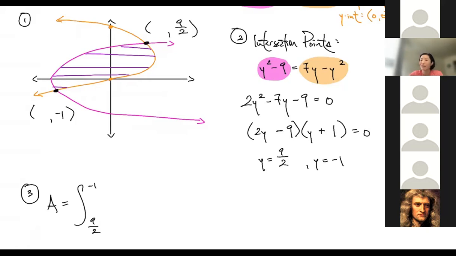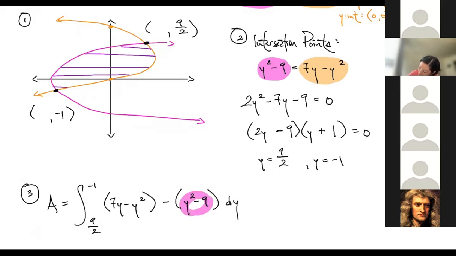Turns out when everything is sideways, none of them are the top function, but what we're looking for is which one is to the right, so which one is more positive, and which one is to the left, or which one is more negative. Okay, and so what we're going to do is we're going to have 7y minus y squared minus the pink one.